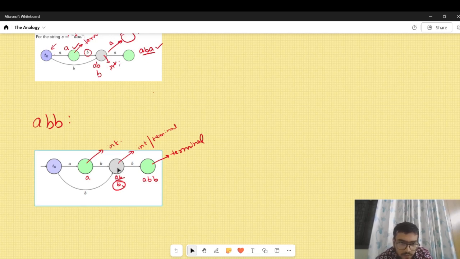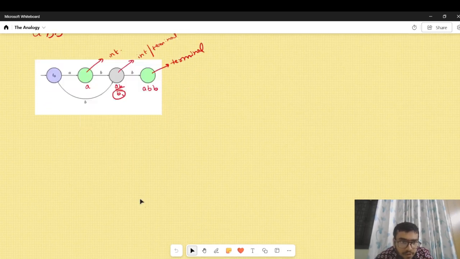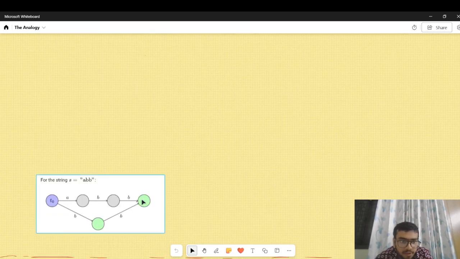There is a dilemma here. This indecisiveness can't exist, and hence there is a contradiction, making this structure invalid. Actually, the valid structure for ABB is something like this. You can validate it yourself.